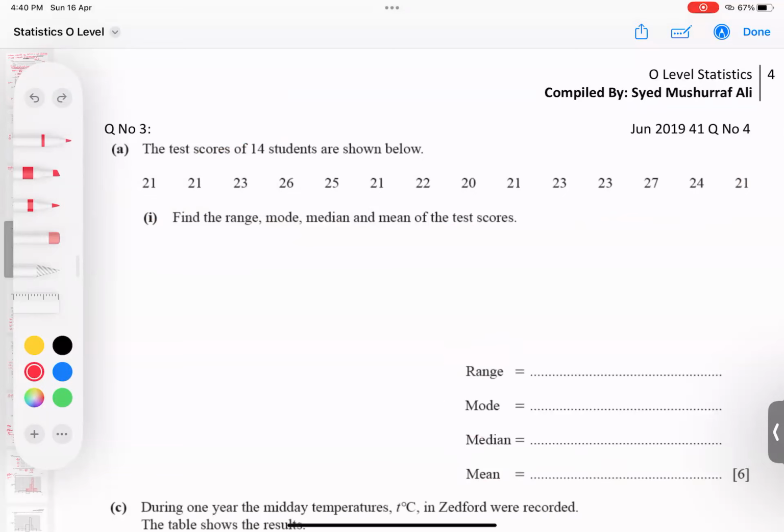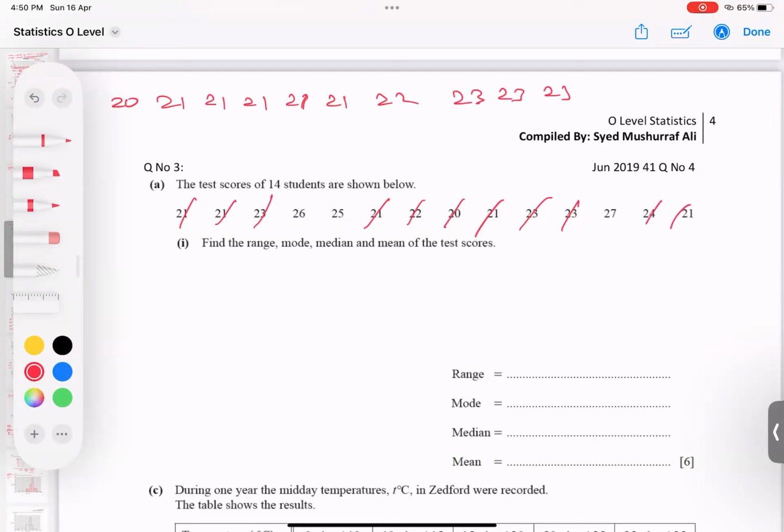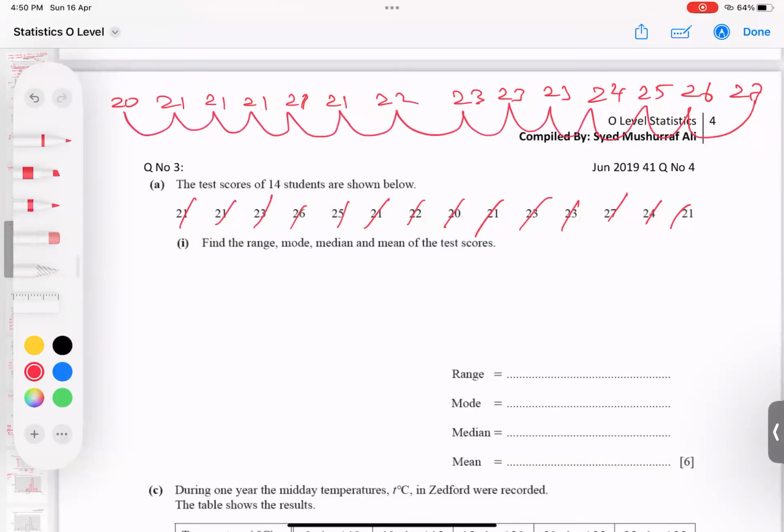Then 22 is there one time. Then 23 comes three times. Then 24, 25 and 26 come once each. At the end, we have 27. And I believe the total is 14. Just for confirmation: 1, 2, 3, 4, 5, 6, 7, 8, 9, 10, 11, 12, 13, 14. Okay, so I think it's clear.